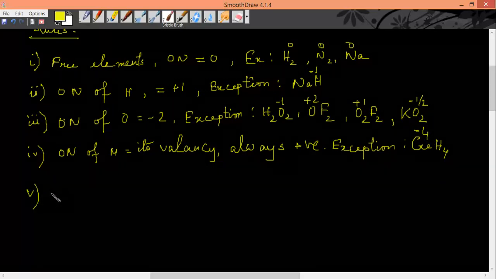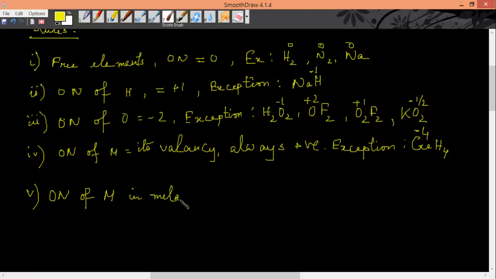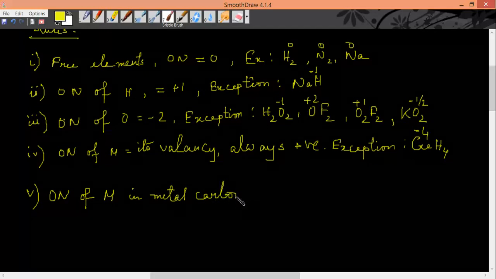Rule 5 is oxidation number of atom M or metal M in metal carbonyls equals 0. For example, nickel CO whole 4. Here the oxidation number of nickel is 0.